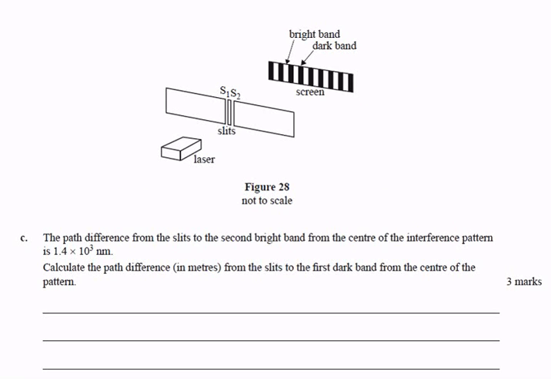Right, there's that same picture again. The path difference from the slits to the second bright band of the interference pattern is 1.4 by 10 to the 3 nanometers. Calculate the path difference from the slits to the first dark band from the centre of the pattern.